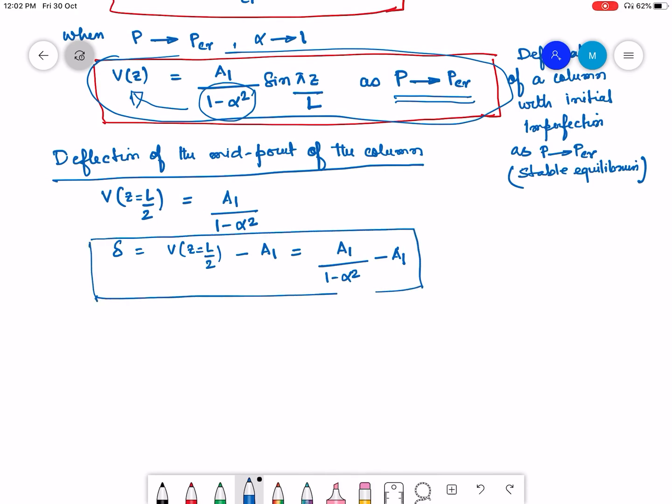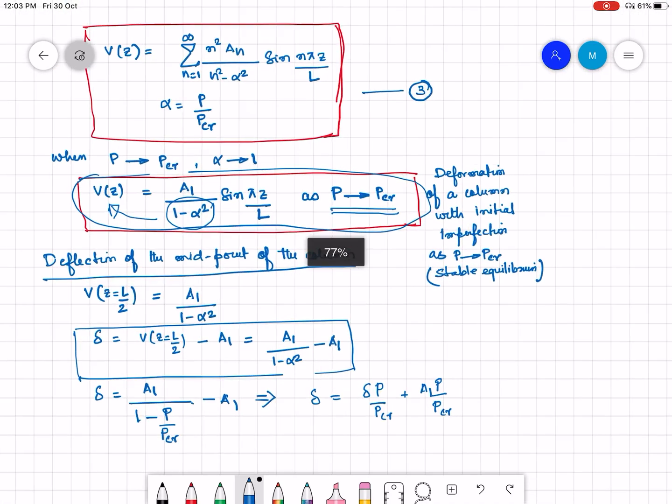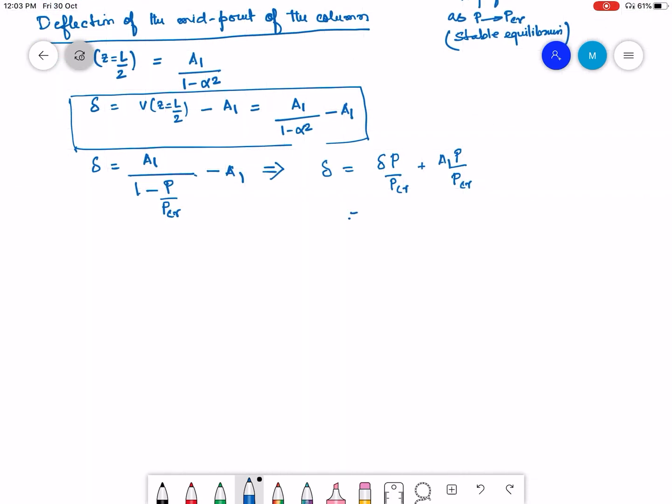If you do certain manipulations here, 1 by alpha square is P by P critical, so that is going to be A1 times P by P critical, minus A1. If I simplify this, you can see that del can be written as del into P by P critical plus A1 by P by P critical, which further can be written as del times P critical by P is going to be del plus A1.